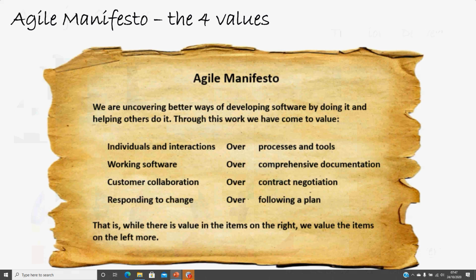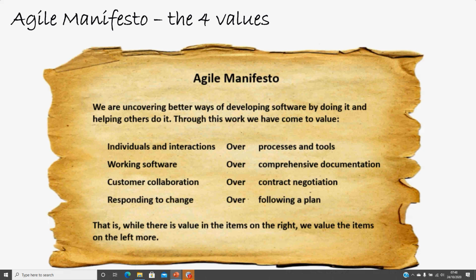So what is this Agile Manifesto? What is Agile methodology based upon? What are the pillars of Agile methodology? There's something called the Agile Manifesto, which is like a Bible of Agile, which has got 4 values in it. Now I'm going to go through all these 4 values one by one.